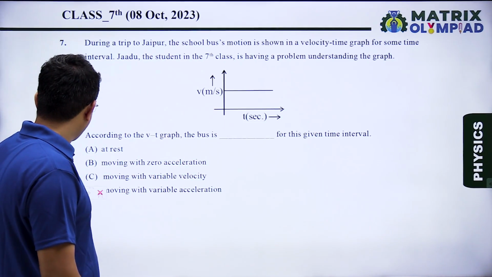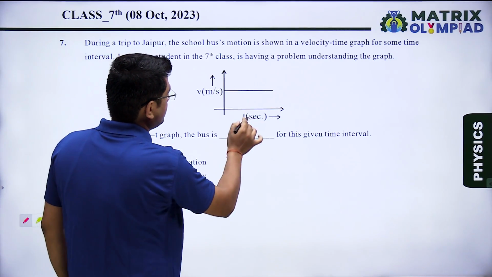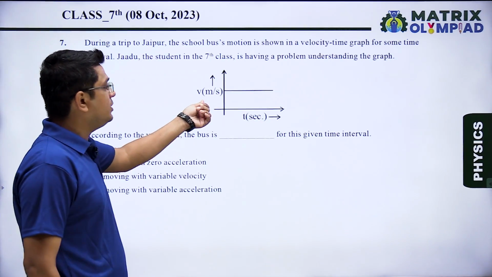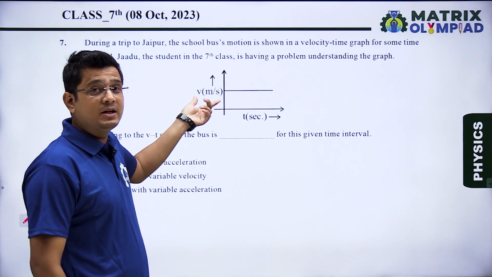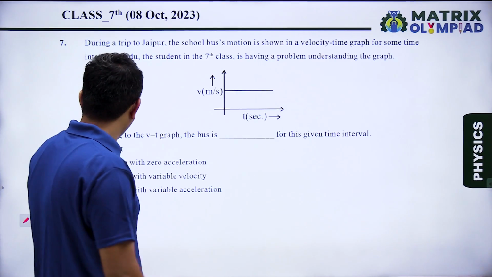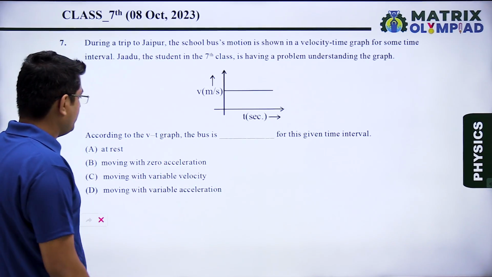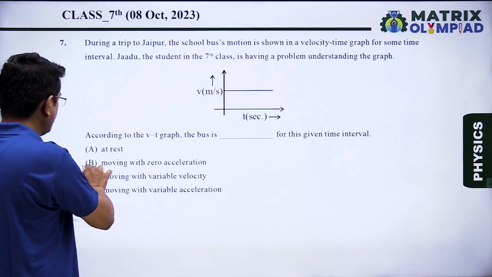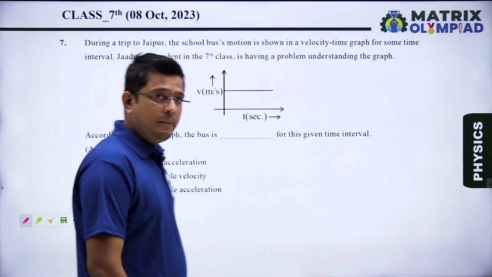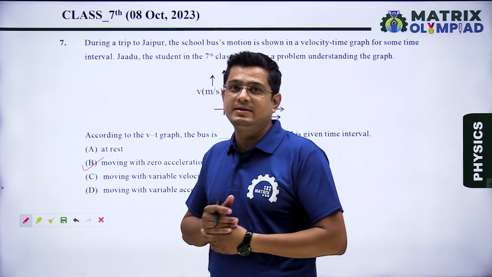We can see here that the velocity, that means the height of the graph, is not changing with time. That means the velocity of the object is constant. That means the acceleration value is 0. So according to the VT graph, the bus is moving with 0 acceleration. So the correct answer will be option B. So we have completed the solution of the physics subject for class 7.